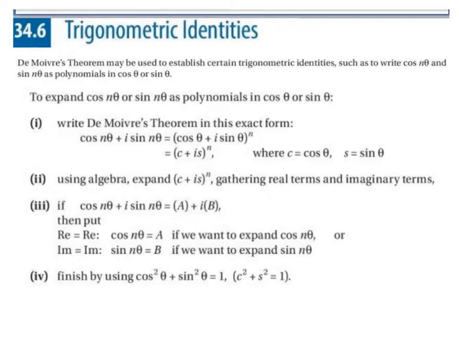4 steps we follow. Step 1. Write De Moivre's theorem in this exact form. Cos nθ plus i sin nθ equals (cos θ plus i sin θ) to the power of n, which equals (c plus is) to the power of n, or CIS to the power of n, where c is equal to cos θ and s is equal to sin θ.